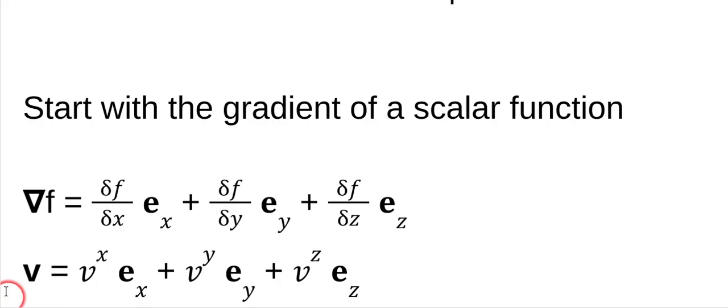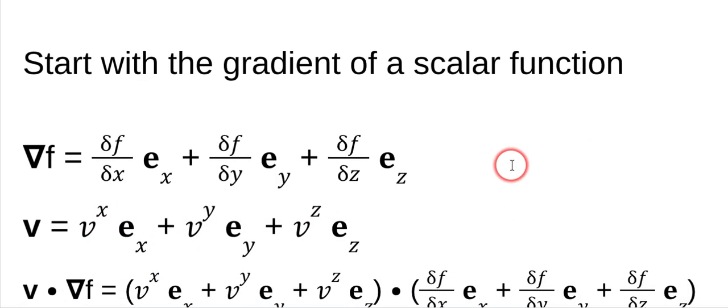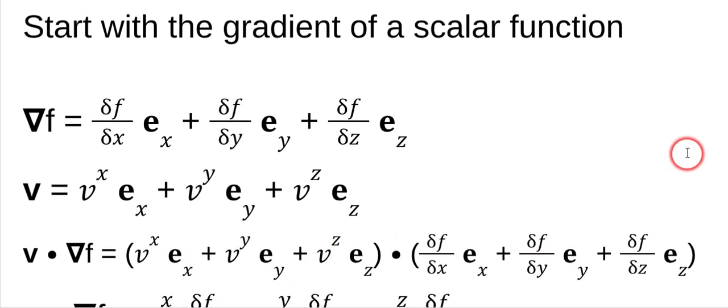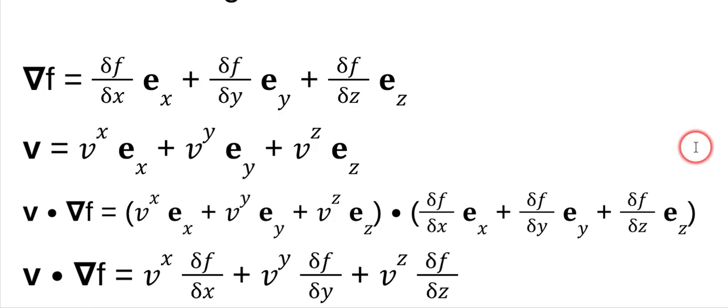We also have a vector, and let's say it's a velocity. It has its components, and it has its basis vectors. Now we're going to multiply these together, which is going to give us a scalar. So we have little v dot del f. Remember, these are orthonormal basis vectors, so e_x dot e_x is 1, e_x dot anything else is 0, and that applies to the rest of these. So we're just left with 3 non-zero terms, and here's what we get.